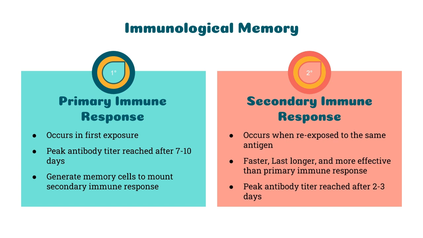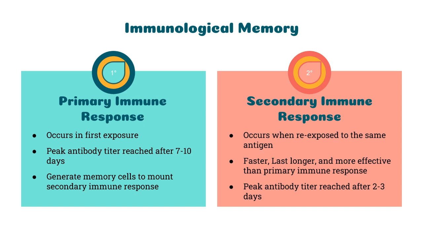In the primary immune response, the antibody titer peak may be reached after 7 to 10 days, while in the secondary immune response, it will be reached after 2 to 3 days. In the primary immune response, the memory cells are produced, while the secondary immune response depends on the memory cells produced by the primary immune response. The secondary immune response is faster, more effective, and lasts longer than the primary immune response.